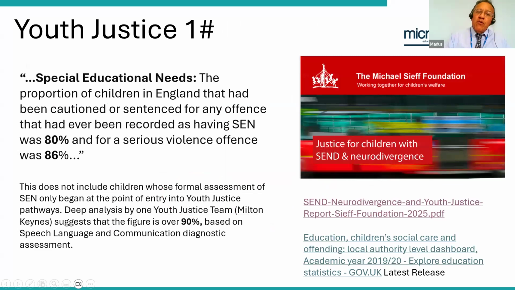For the last 10 years, I've been doing a lot of work with youth justice teams across the country. And the collision between young people with special educational needs and ending up in youth justice pathways is just too great to ignore. Official statistics say 80%. But we know that the first time significant special needs are picked up about some young people is on entry to a youth justice pathway.